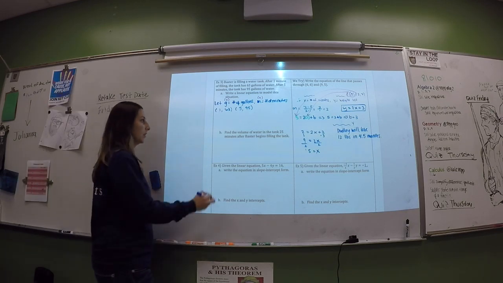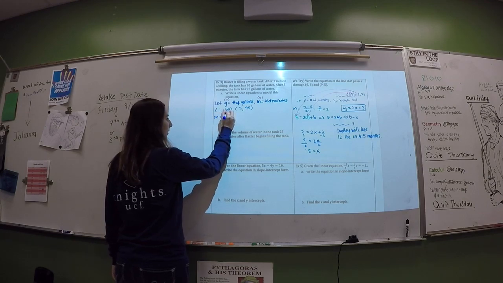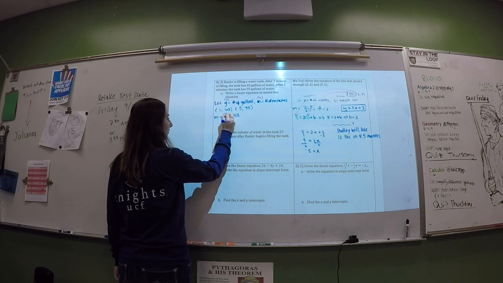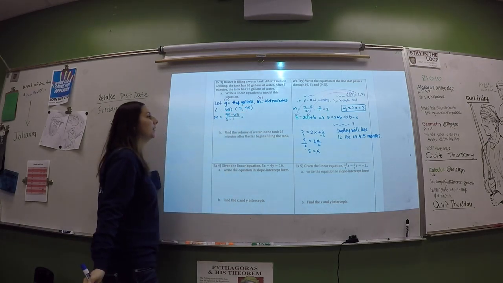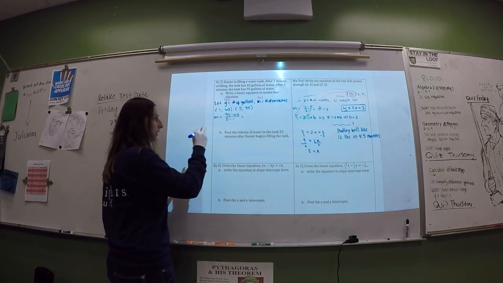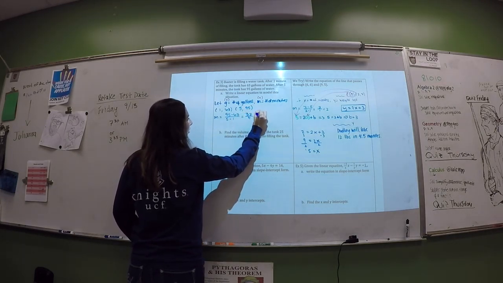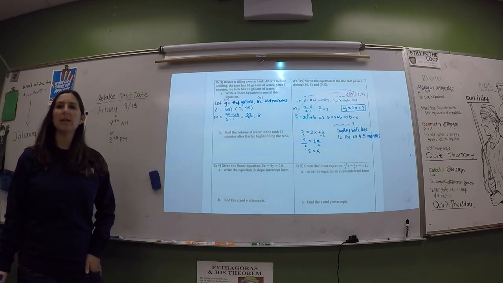Find the slope. So I'm going to do 95 minus 63 over 5 minus 1. So that's going to be 32 over 4, which goes in evenly at 8. So the slope is 8.